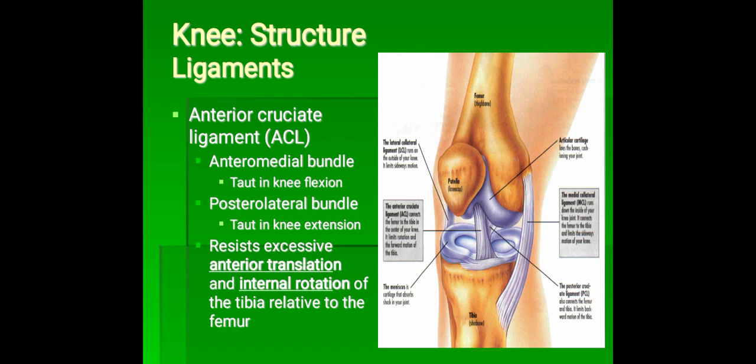Anterior cruciate ligament. The anterior cruciate ligament has two bundles: the anteromedial bundle and the posterolateral bundle. The anteromedial bundle is taut in knee flexion, while the posterolateral bundle is taut in knee extension. It resists excessive anterior translation and internal rotation of the tibia relative to the femur.